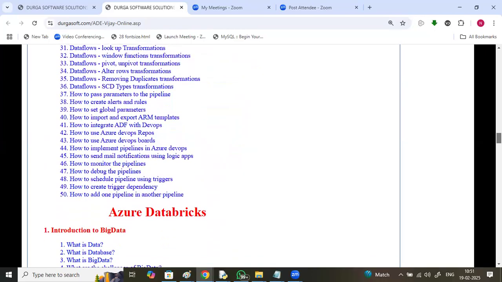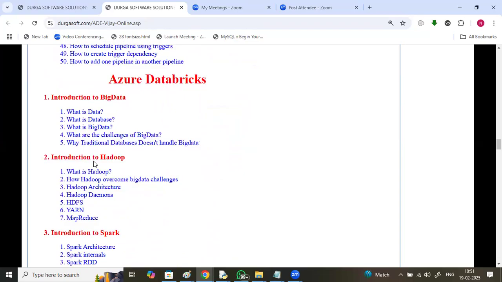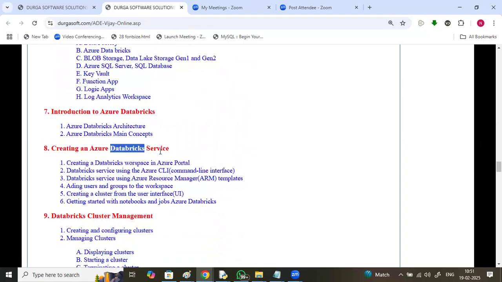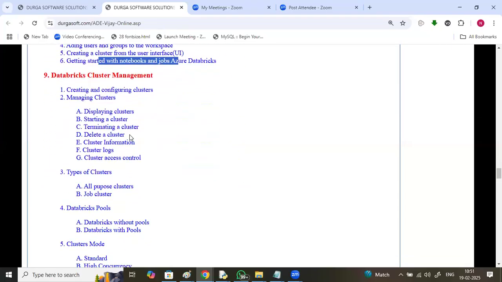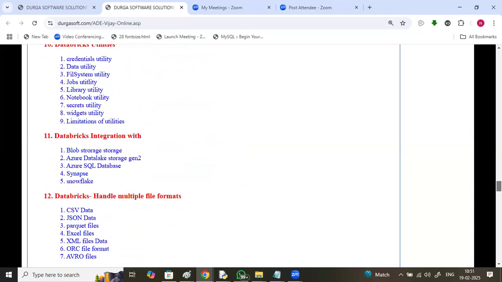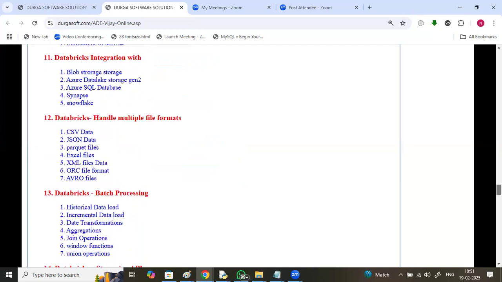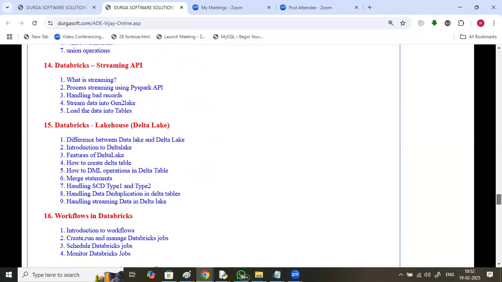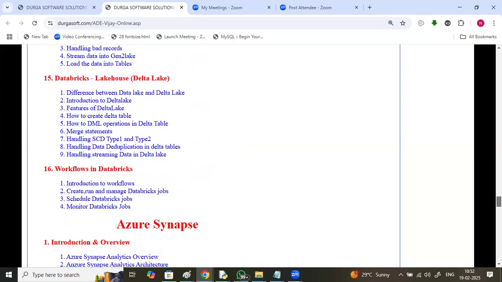Coming to Azure Databricks, before that you will be given knowledge on big data, Hadoop, Spark, and cloud computing. Then introduction to Azure Databricks service with Azure CLI, users, adding users and groups to the workspace, cluster management, creating and deleting a cluster, cluster information, cluster logs, with pools, without pools, cluster mode, Databricks utilities, integration with different storages, working with multiple file formats, batch processing, streaming API, Lakehouse, Delta Lakehouse, Delta table creation, workflows in Databricks, and Azure Synapse.